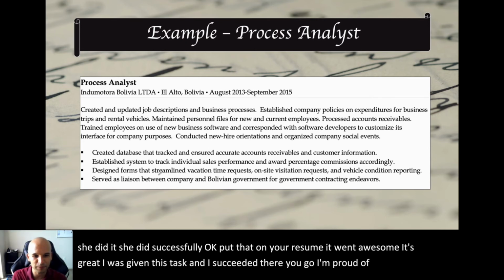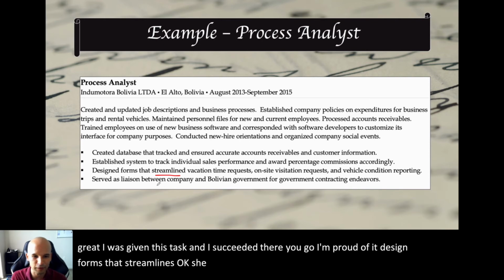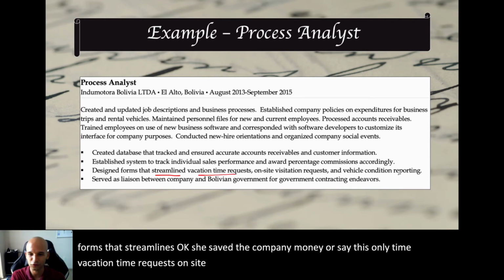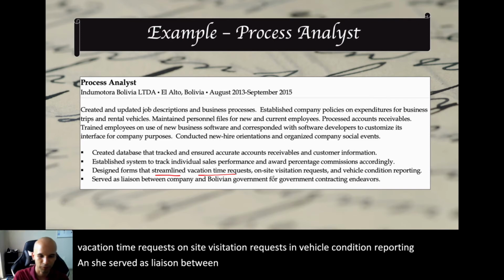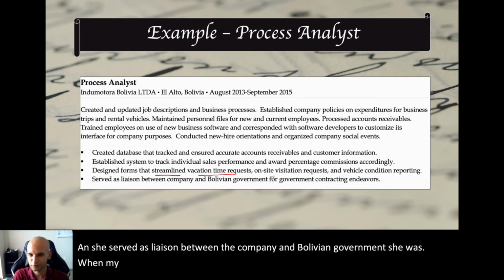Design forms that streamline, so, okay, she saved the company money or saved the company time. Vacation time requests, on-site visitation requests, and vehicle condition reporting. And she served as liaison between the company and the Bolivian government. She was one of my friends' overseas brides. They're cool. They're great people. And so she helped with that.